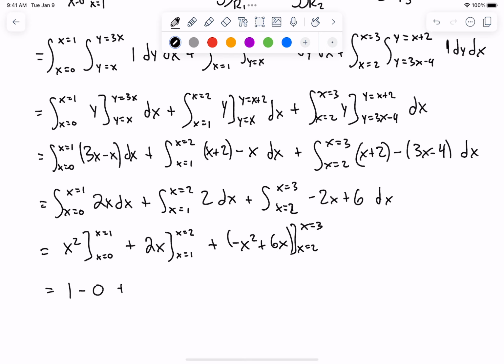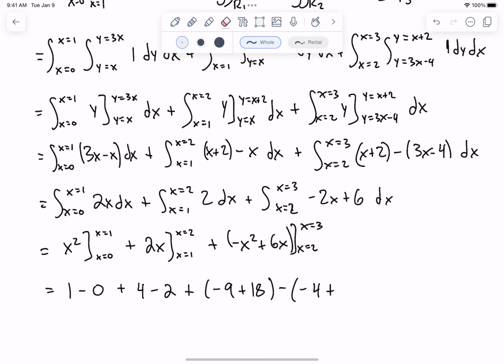Now, plug in and subtract, right? Plug in and subtract, right? Plug in and subtract. Right, so we plug in, let's see, we plug in 3. Oops. Yeah. We plugged in 3, then plug in 2. Oh no, that was good. That was right. And then subtract.